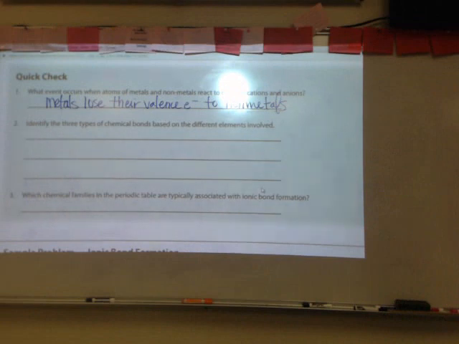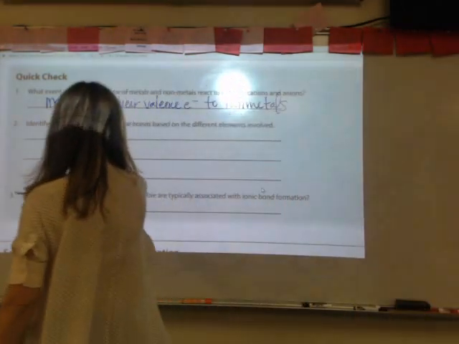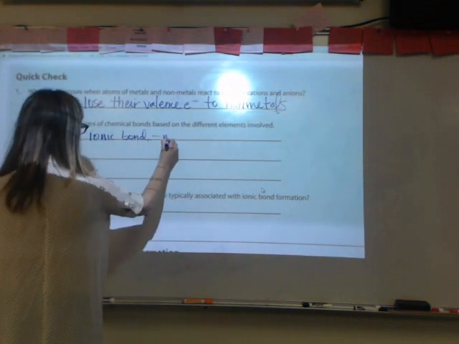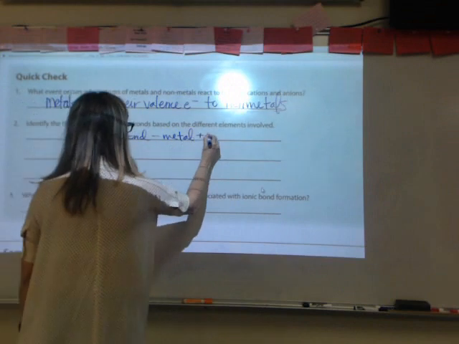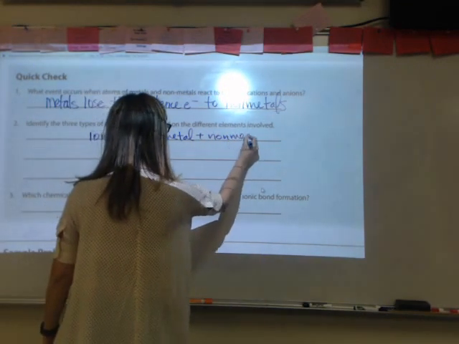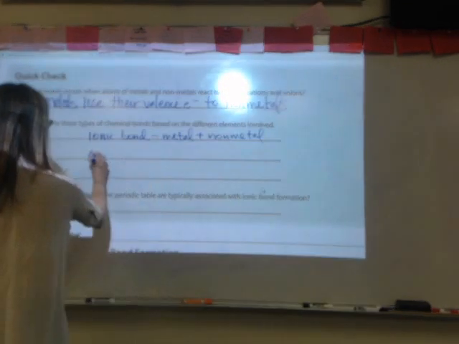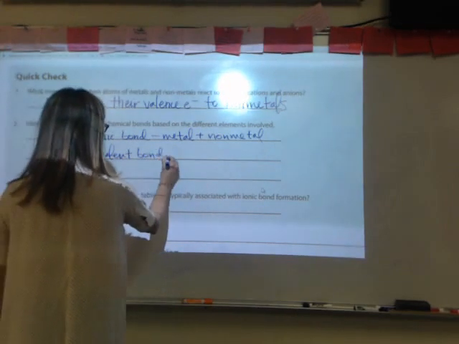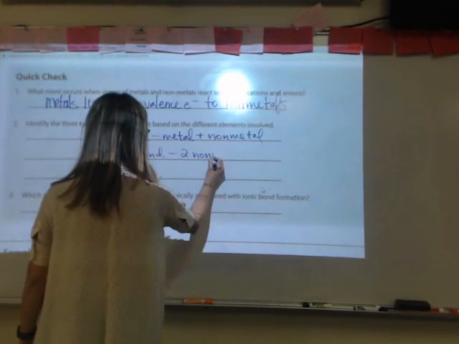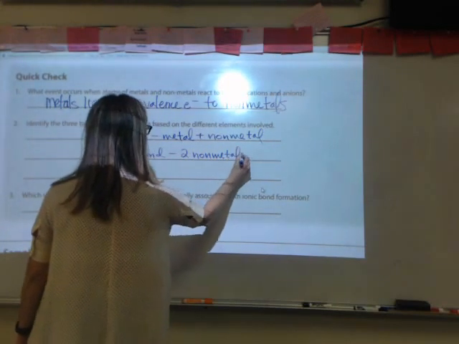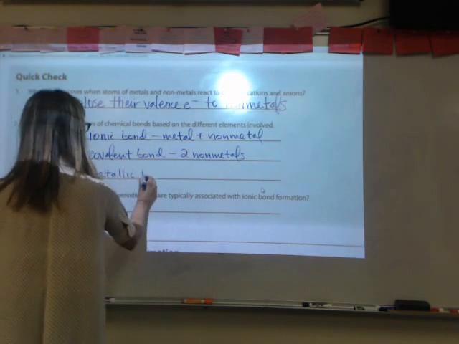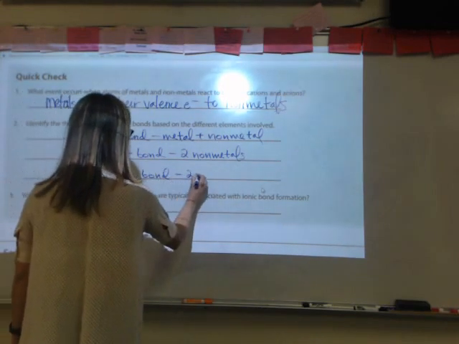Number two, what are the three types of chemical bonds based on the different elements involved? Well, we have an ionic bond, which is between a metal and a nonmetal. We have a covalent bond, which is between two nonmetals. And then we have a metallic bond, which is between two metals.